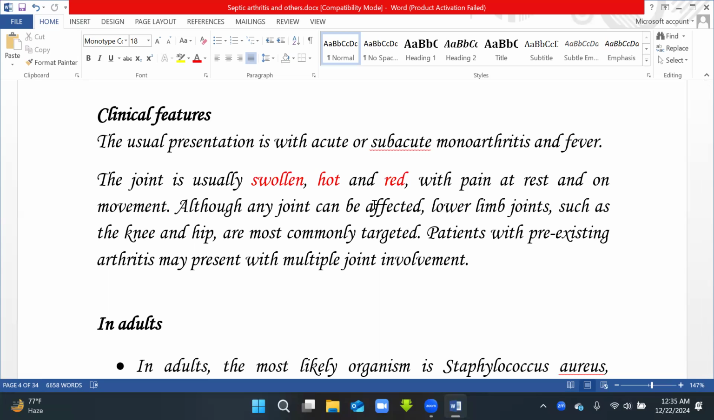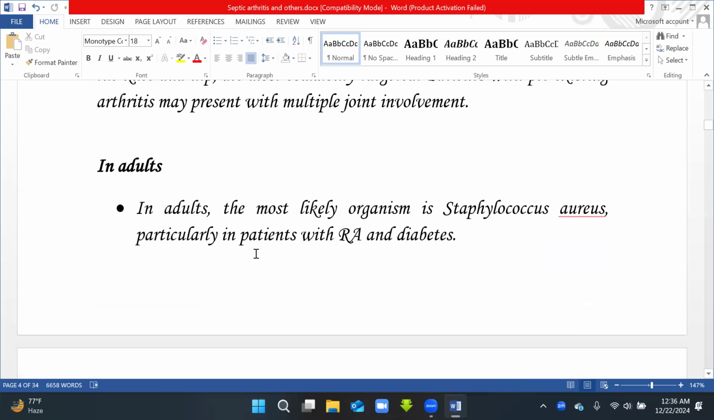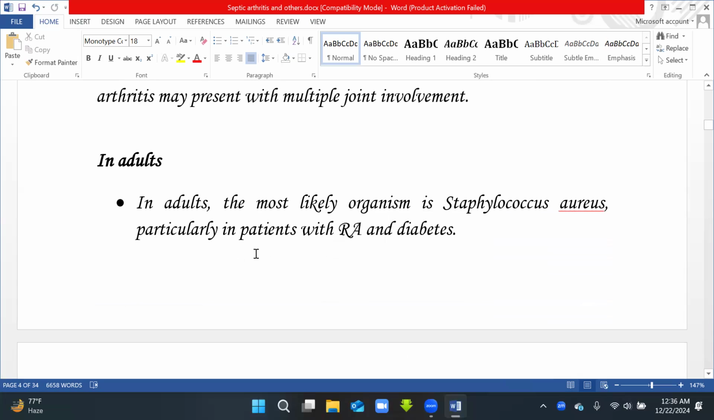Any part of the lower limb can be affected. The knee and the hip are the most commonly affected parts. However, patients with pre-existing arthritis like OA, RA, that is osteoarthritis and rheumatoid arthritis, may present with multiple joint involvement. In adults, the most likely organism that causes septic arthritis is Staphylococcus aureus, especially among patients with rheumatoid arthritis, and those who are diabetics.